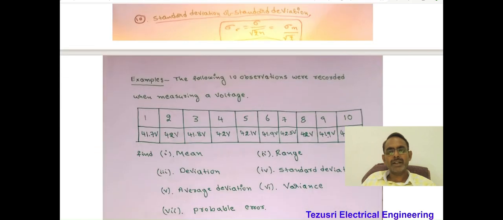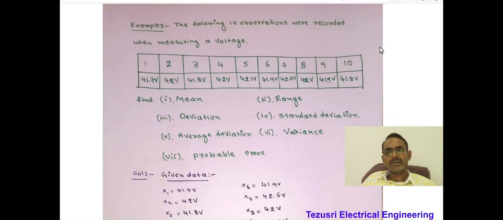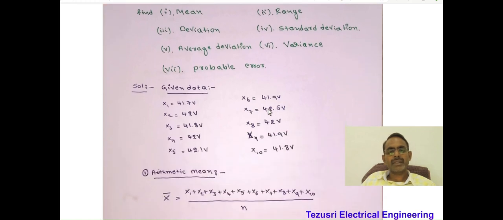These calculations are very important for IAS examination in descriptive. We have to take one example here. The following 10 observations were recorded when measuring a voltage. Sample 1, sample 2, sample 3, like this 10 observations. Find the mean, range, deviation, standard deviation, average deviation, variance, and probable error. Given data: the 10 readings are given, x1, x2, x3, x4, like this.